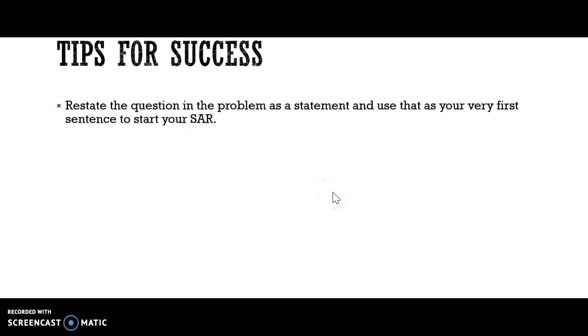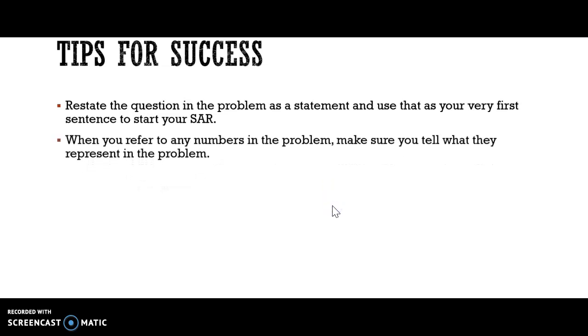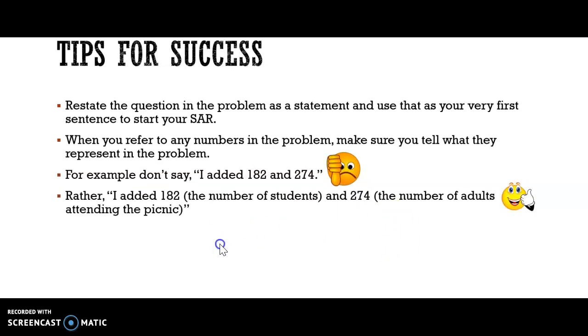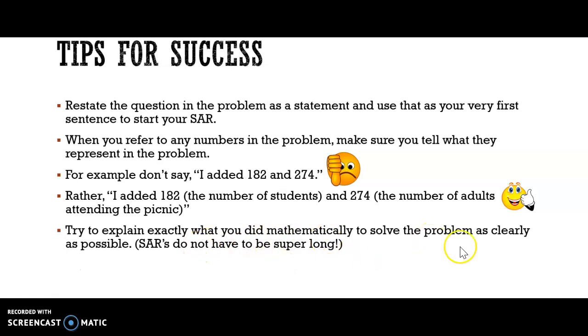So here are some tips for success. First of all, make it easy on yourself and restate the question as the first statement, including the answer in your very first sentence. Start your SAR with the answer and then work backwards from there. When you refer to any numbers in the problem, make sure you tell what they represent in the problem. Don't just say 24 plus 36. You want to actually say what 24 stands for in the problem. What does 36 stand for?